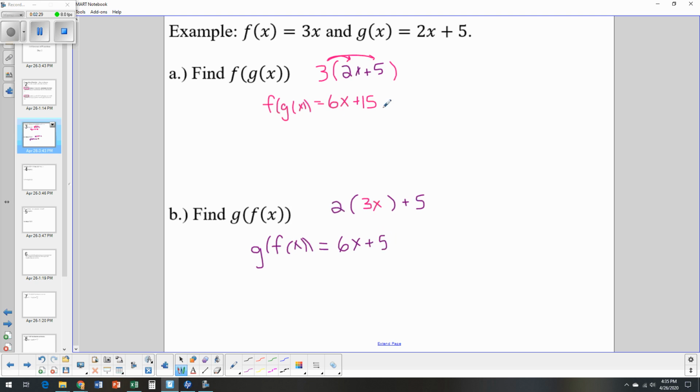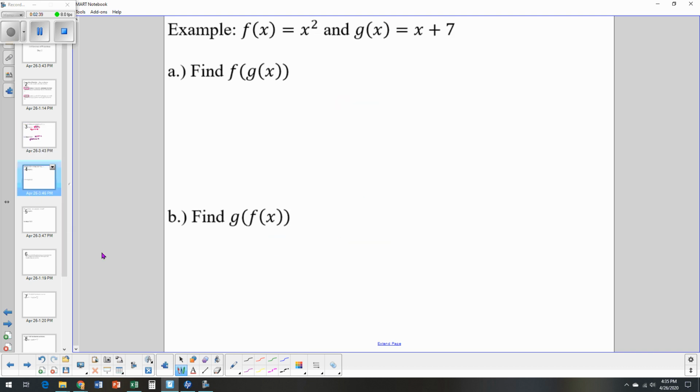All right, so they're slightly different, right? f of g of x was 6x plus 15. g of f of x was 6x plus 5. All right, we'll do another one.